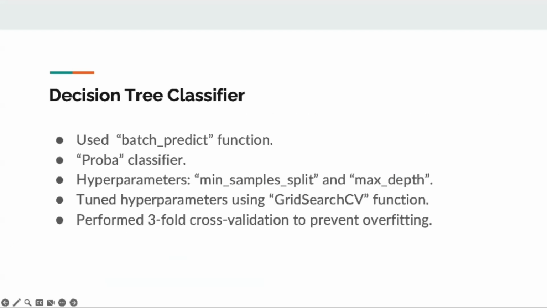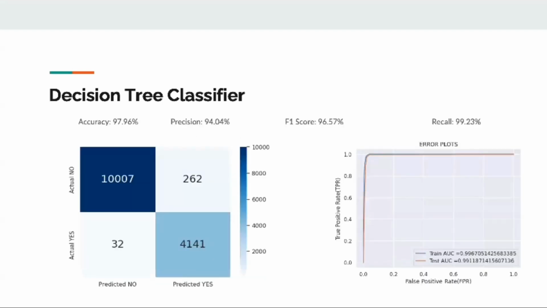The decision tree classifier employed batch predict for efficient probability predictions in manageable batches. Hyperparameter tuning optimized the performance, with metrics indicating an accuracy of 97.96%.